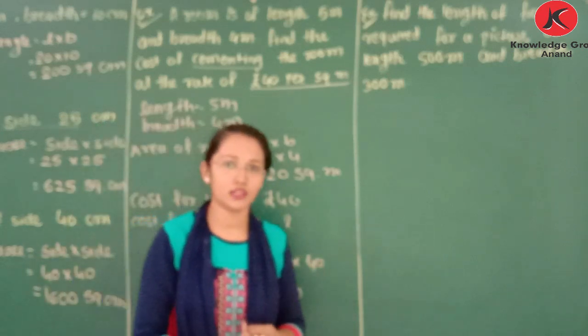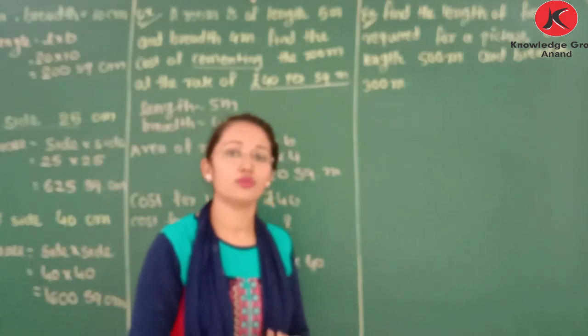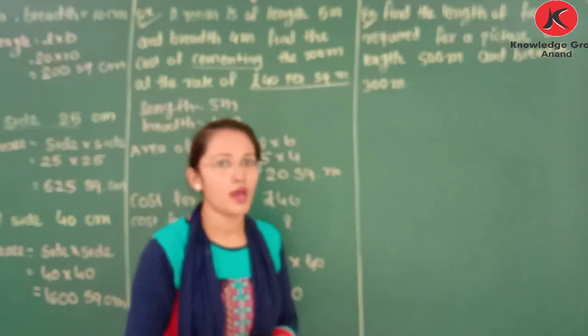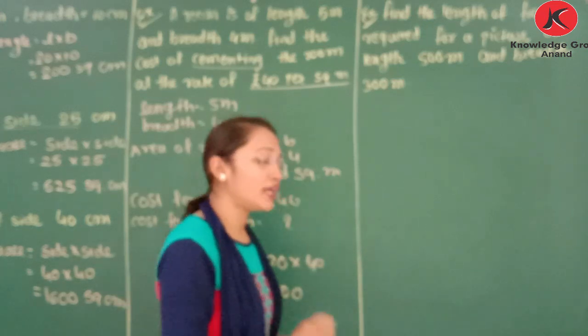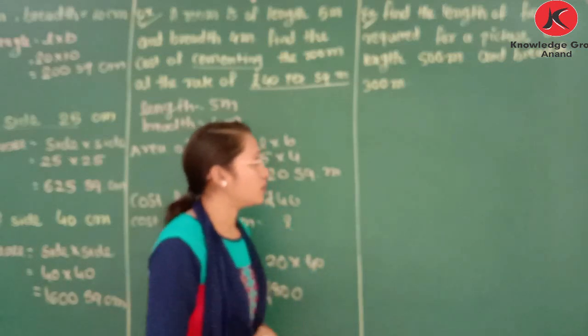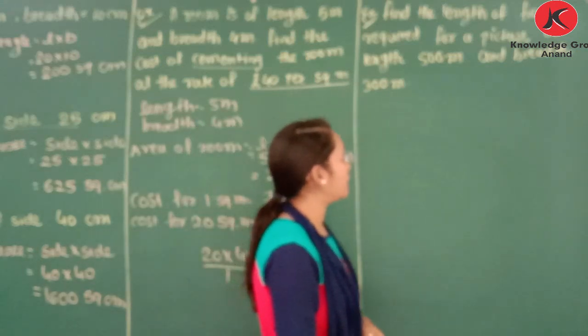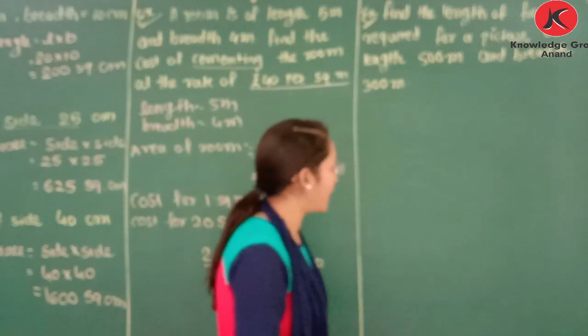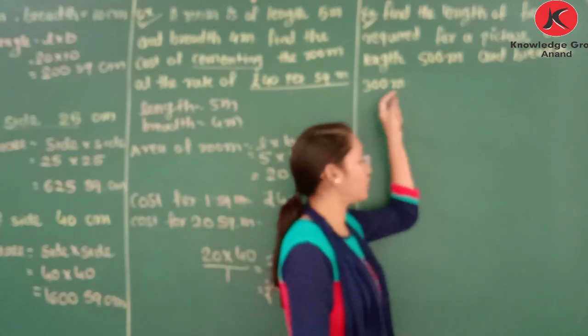This way you can get the area of your room. You can also find the perimeter of your room by using the equation. Only you need two values, length and breadth. Now next, find the length of frame required for the picture of length 500 meter and breadth 300 meter.